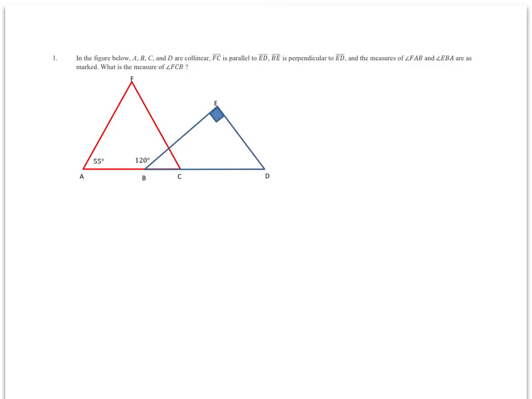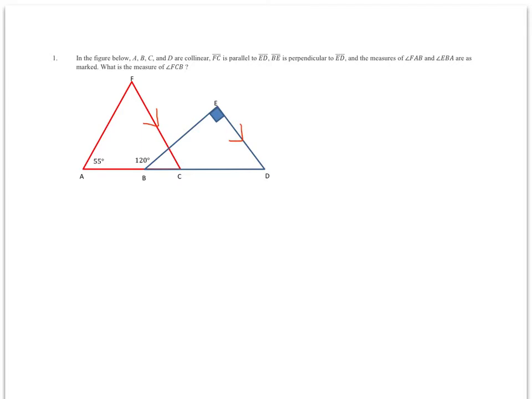In the figure below, A, B, C, and D are collinear. That means they're on the same line. Segment FC is parallel to segment ED. So I'm going to put the same number of arrows. That means parallel.